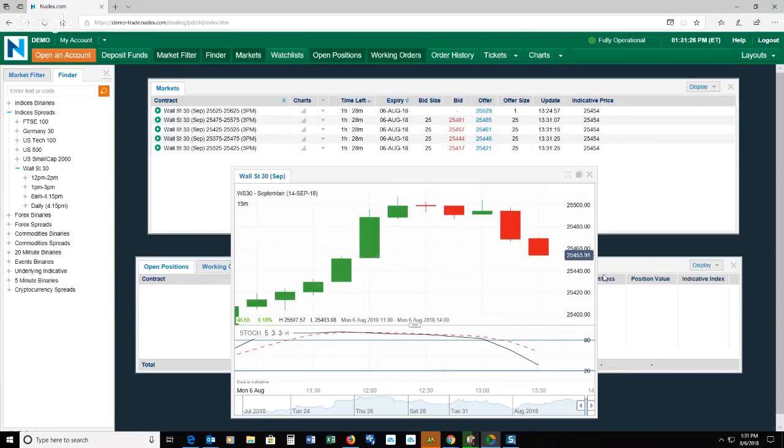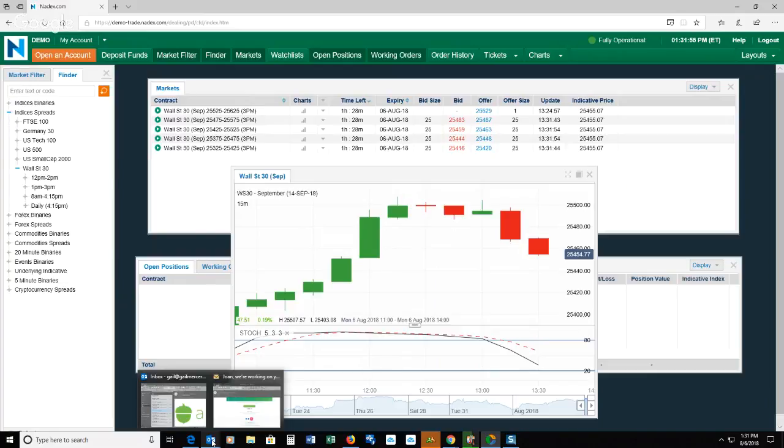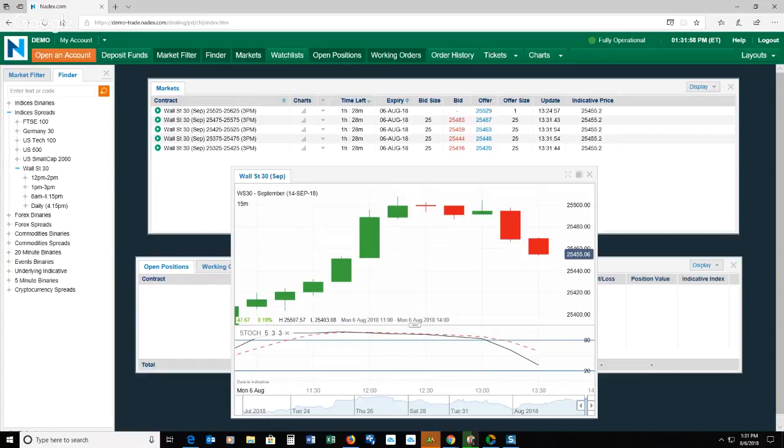So right now it's 453. So I'm more than likely going to be using either this spread or this one. So let's see what it's going to do here. And let me close that real quick.